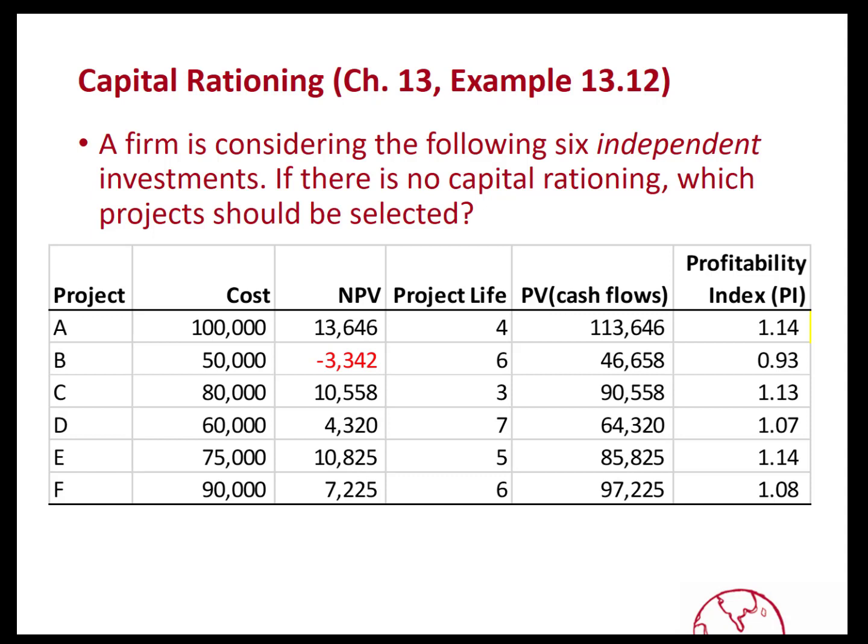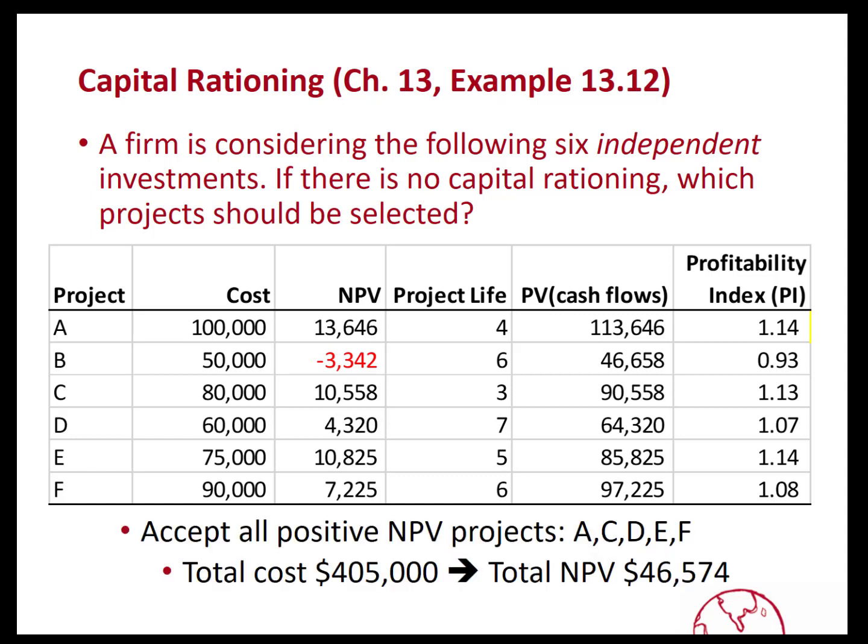And because we have the present value of the cash flows, we can calculate the profitability index, where in project A's case, it is 113,646 divided by the upfront cost of 100,000, which gives us, rounded to 2 decimal points, 1.14. Okay, so we could rank by these profitability indexes to see which projects to choose.